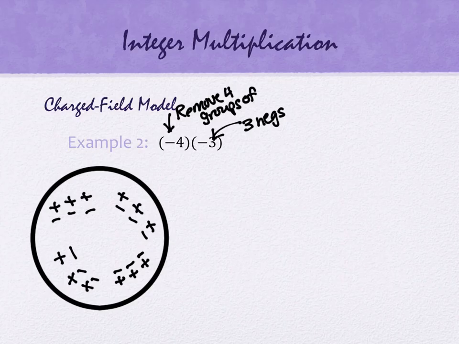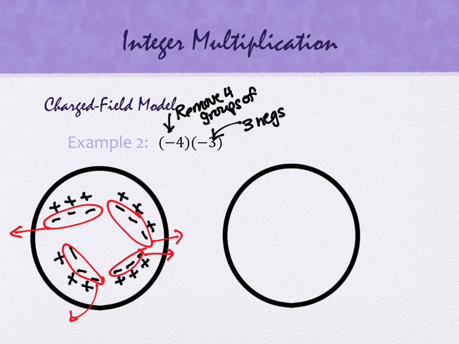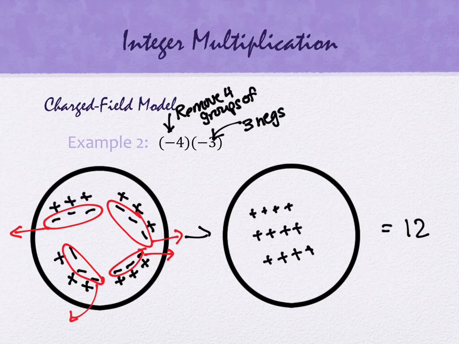I'm removing the 3 negatives, but I'm just removing these negatives. So here's 3 negatives, and I'm going to remove them. Here's these 3 negatives, I'm going to remove them. Here's 3 negatives right here, and I'm going to remove them. And here's 3 negatives, I'm going to remove them. So I removed 4 groups of 3 negatives. What does that leave me with? Yeah, all positives. How many? There are 12 positives for an answer of 12. Okay, so this is the multiplication version for our chip model, and then this is our charged field model.